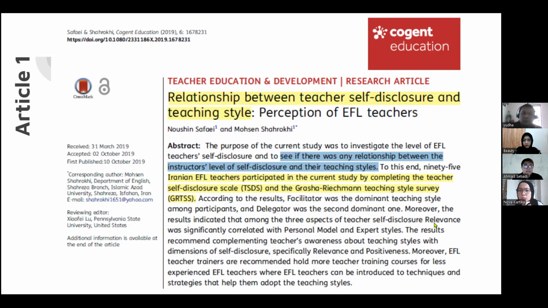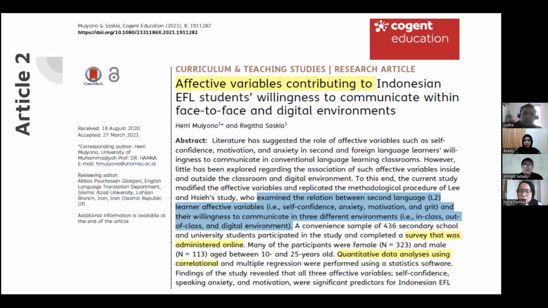And the next example is the effect of variables contributing to Indonesian EFL students' willingness to communicate within face-to-face and digital environments. Okay, so the pandemic has also shifted the way people communicate. In this research, the researcher examined the relation between second language learner affective variables such as self-confidence, anxiety, motivation, and grit, and their willingness to communicate in three different environments: in the class, out of the class, and in the digital environment.